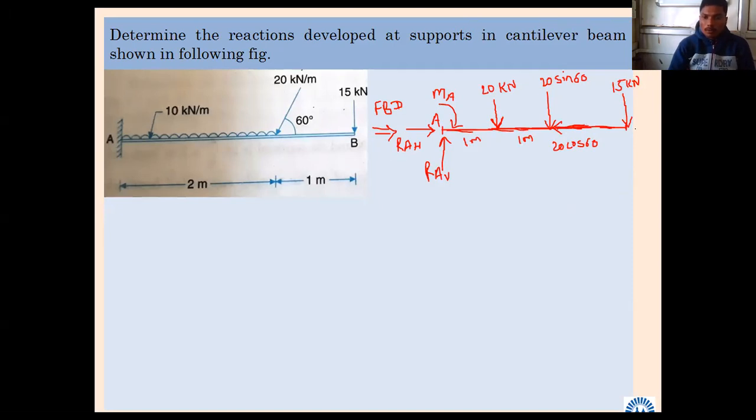Okay, and at point B, there is no question of reaction. Point B. Okay, so are you able to solve this? Check now. We have to find, I will write here, to find.